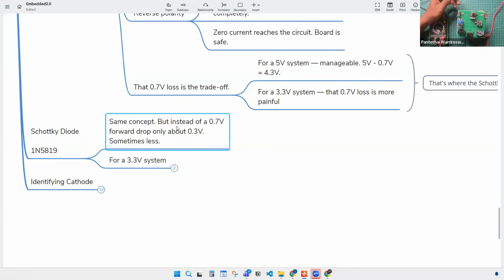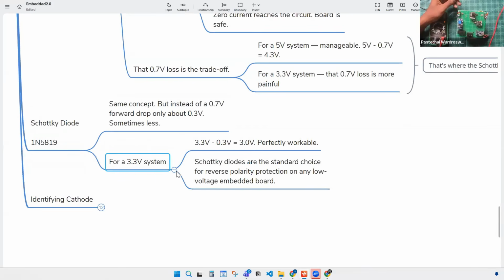But whenever you are playing with a 3.3 volt system, if you are dropping this kind of 1N4007 diode there, just imagine out of 3.3, we will have a loss of 0.7. So we will be getting only around 2.7 or 2.6 volts. So it is a very big loss. So in that scenario, you have to play with the Schottky diode.